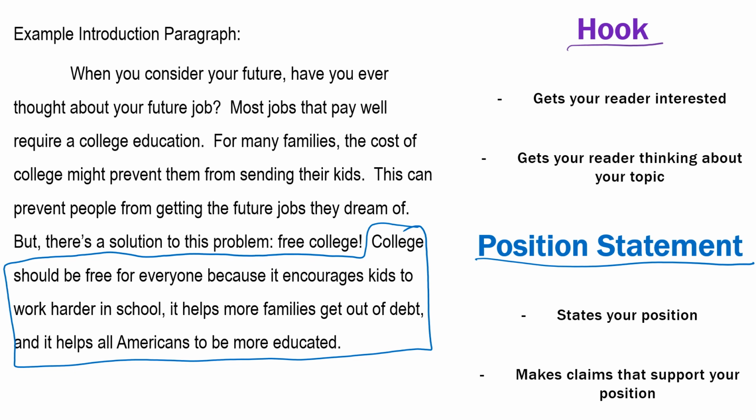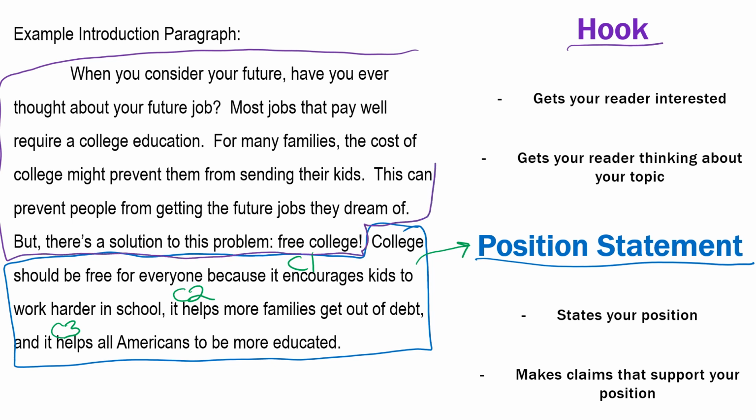So this author thinks college should be free for everyone, and they have their 3 claims. They have the claim about kids working harder in school, the claim about families getting out of debt, and the claim about helping all Americans be more educated. That's the position statement, which means all the rest of this is their hook.